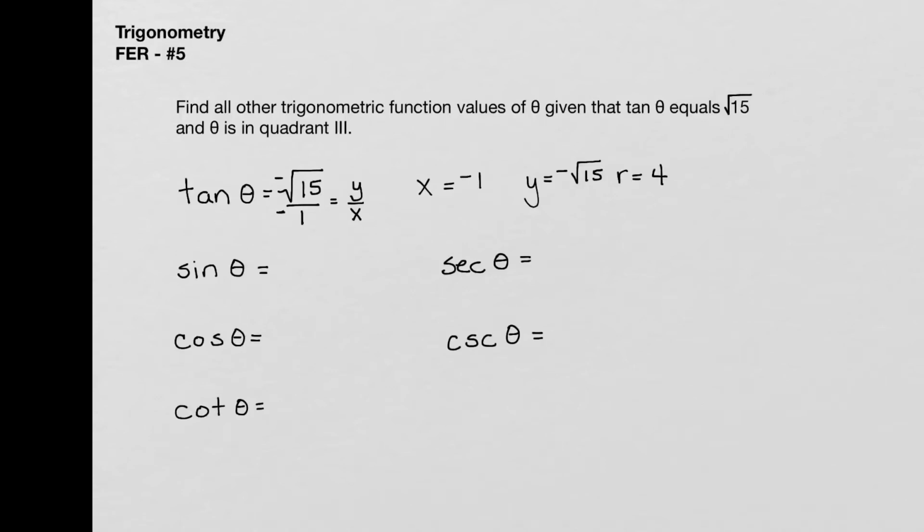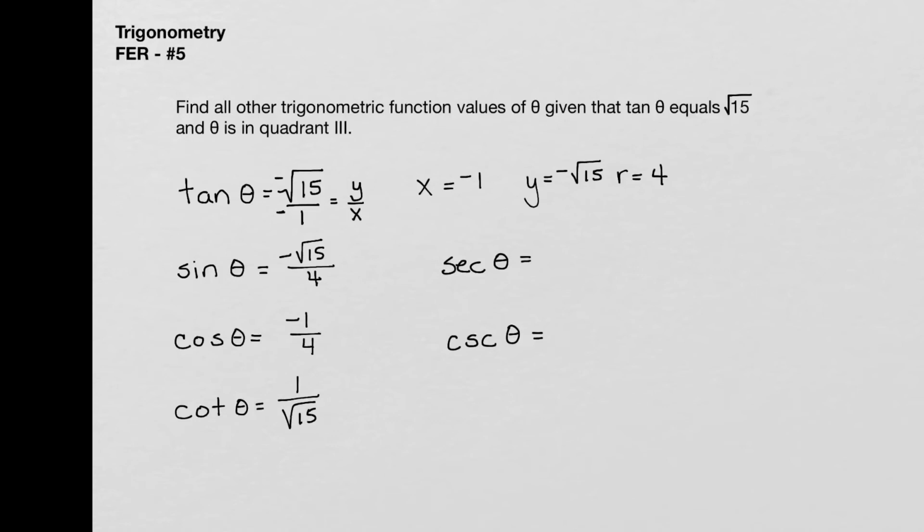All right, so let's start with the sine of theta. Sine of theta is y over r, so I have negative square root of 15 over 4. And then I'll just keep going with the rest of them the same way. Cosine is x over r, so I have negative 1 over 4. Cotangent of theta is x over y, or we can say it's the reciprocal of tangent. So that's 1 over the square root of 15.